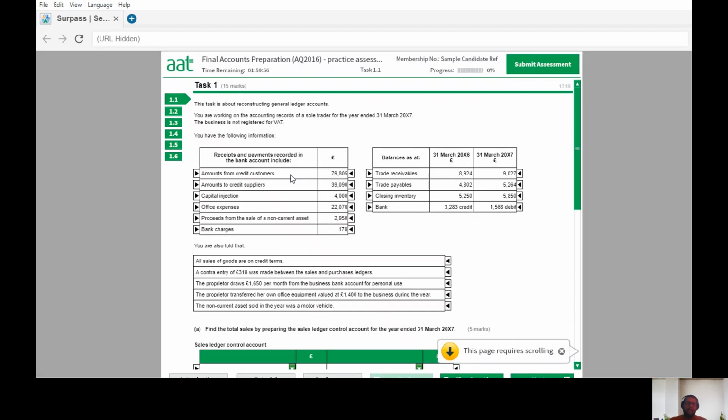So here they have given you a question with reconstructing general ledger account. So this is like missing records straight away. So if you look at it, this is pertaining to missing records.